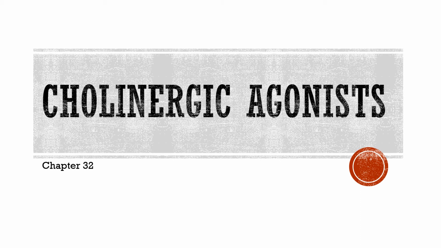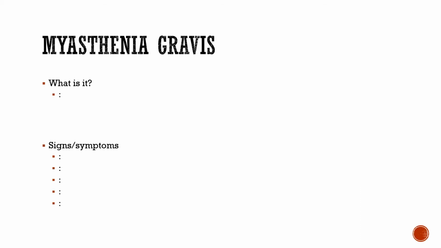Cholinergic agonists. So myasthenia gravis. This is a disease state where it's an autoimmune disorder. Your antibodies attack acetylcholine receptors. Leads to weakness of skeletal muscles, fatigue, dysphagia, ptosis, respiratory muscle weakness. The biggest concern with myasthenia gravis is when you're having an exacerbation, it can lead to extreme weakness and respiratory difficulty. That's when we're going to get real concerned.